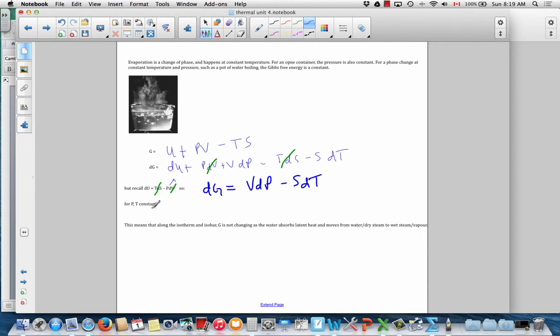Now, phase changes, we said, have constant pressure and temperature. So dP and dT will both be 0. dG is 0. The Gibbs function is a constant. So along the isotherm and isobar, the value of the Gibbs function is not changing as the water absorbs its latent heat and changes from the liquid state to the gaseous state.